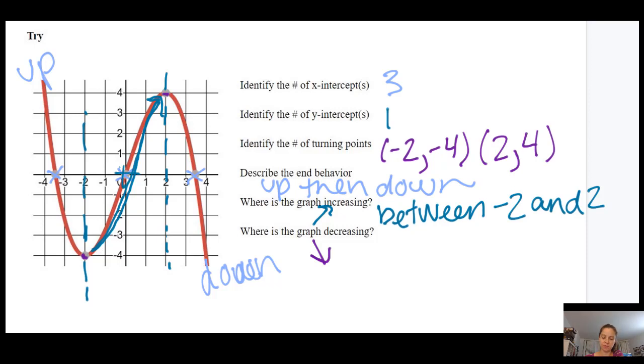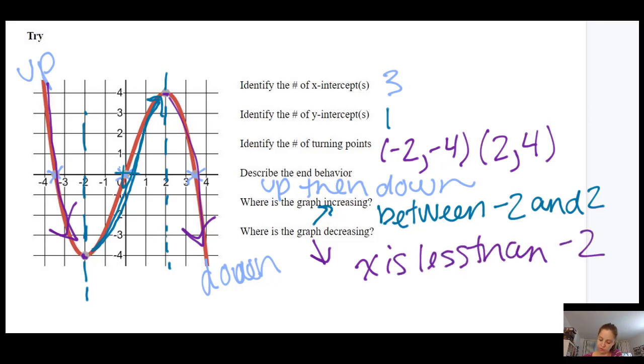Decreasing, looking for spots where the graph is going like that. So it is decreasing when x is less than -2 and when x is greater than 2.